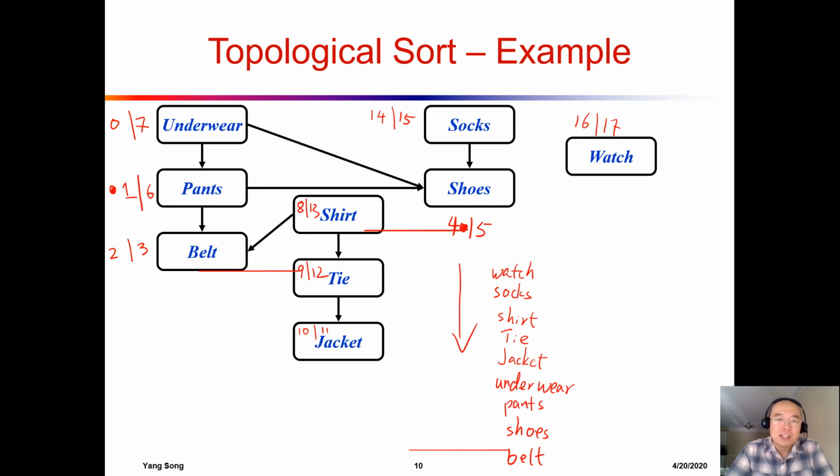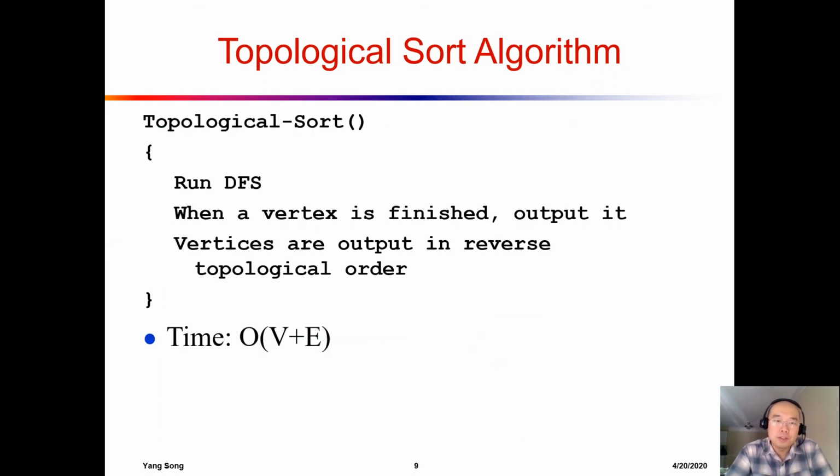So I just ran this algorithm. I just run the DFS, and when a vertex is finished, I output it, and the vertices are output in reverse order, and that is the topological order.